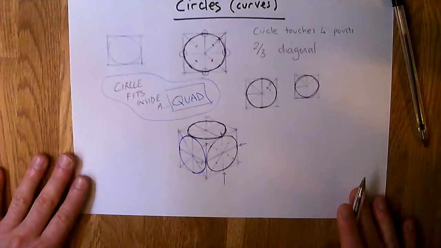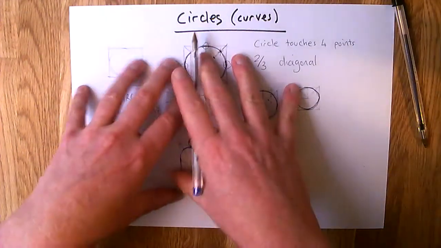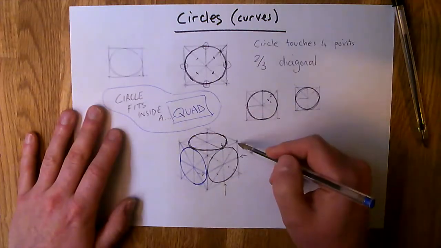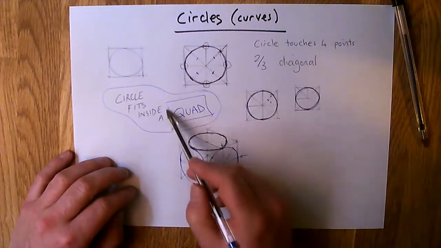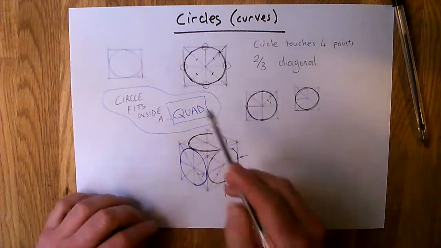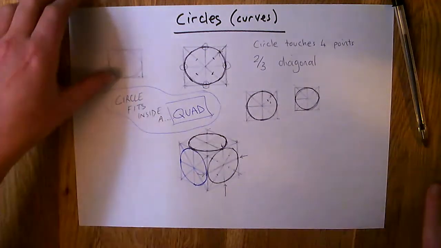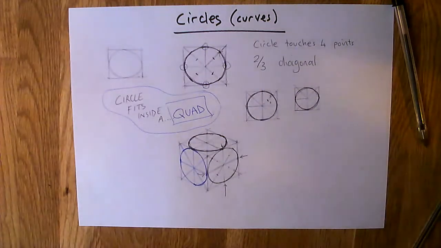A circle fits inside a quad. So it doesn't matter what type of 3D projection you're trying to do, isometric, perspective, or what have you. So long as you can build a quad in that world, then we can put a circle inside it. Let me show you some examples of that.